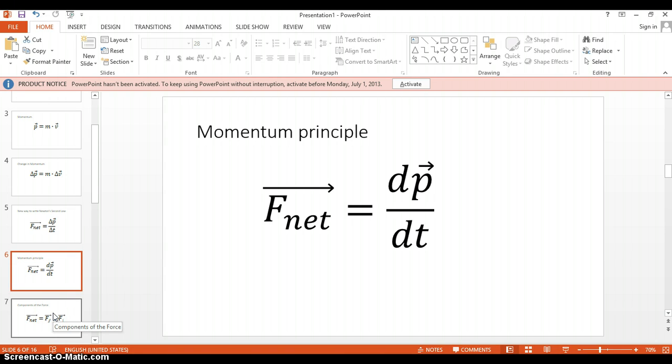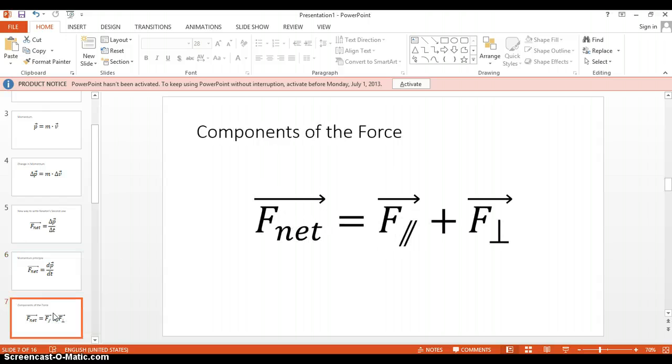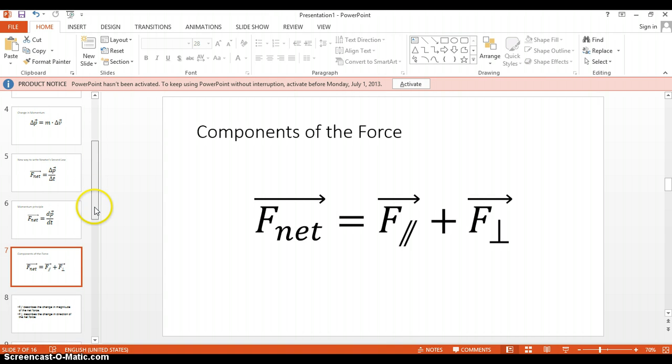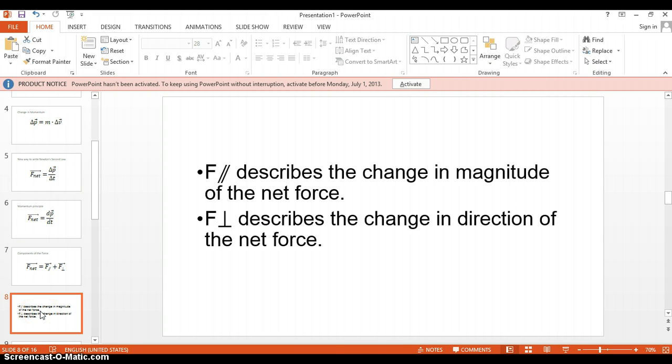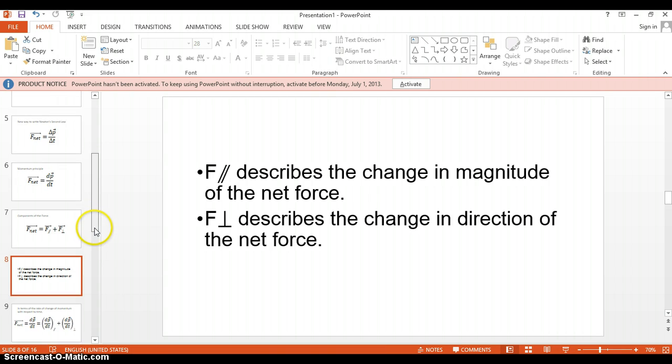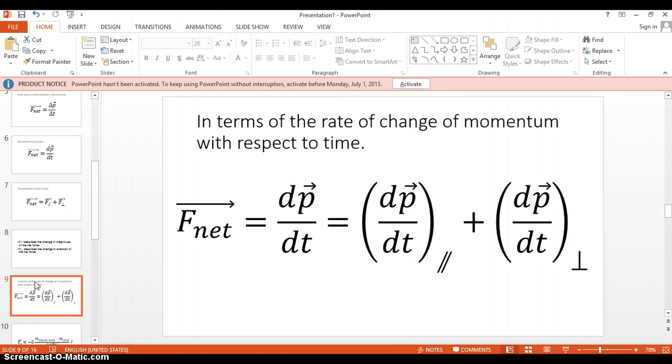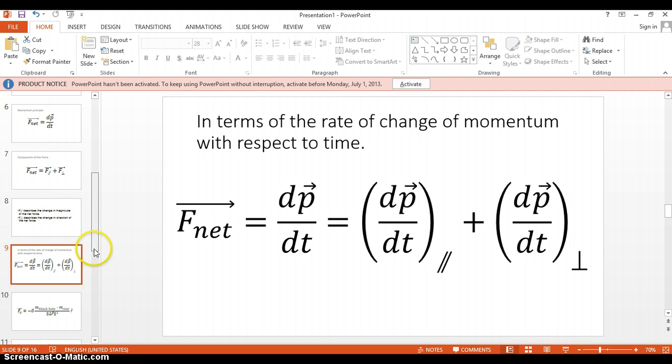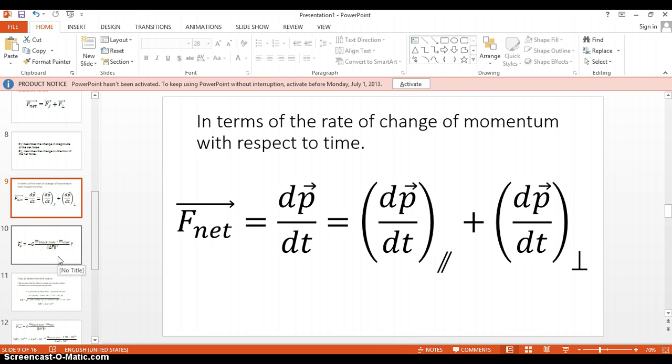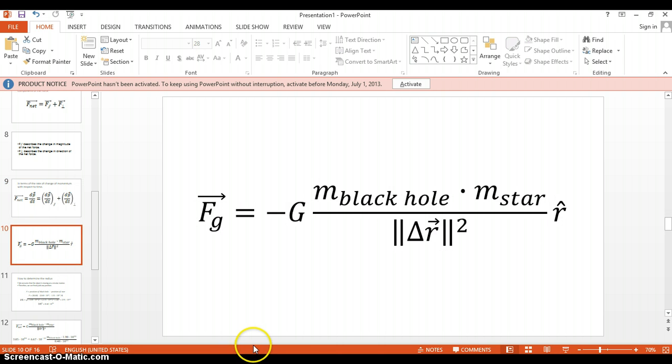Then we can see that the net force can be split up into two components, a parallel component and a perpendicular component of the force. The parallel component describes the change in magnitude of the net force, whereas the perpendicular component describes the change in direction of the net force. And then, in terms of the rate of change with respect to time, the net force can be written as the following. Then we will presume that the force of gravity is the only force that acts on the system.